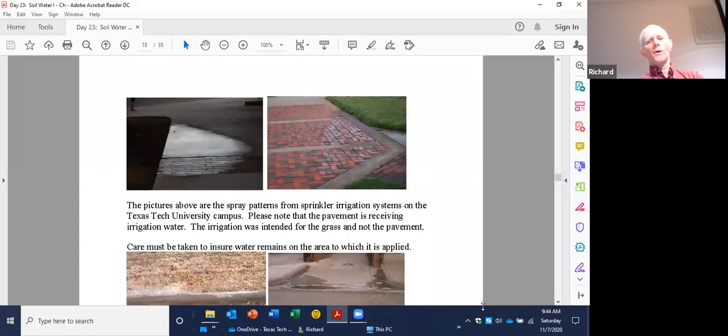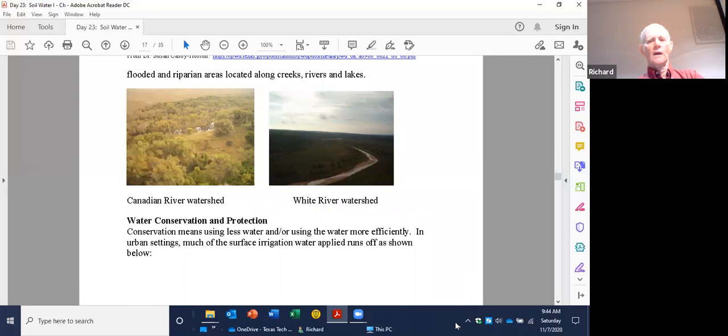We talk about water conservation and protection. Conservation means using less water and or using water more efficiently. In urban settings, much of the surface water irrigation applied runs off as shown below.